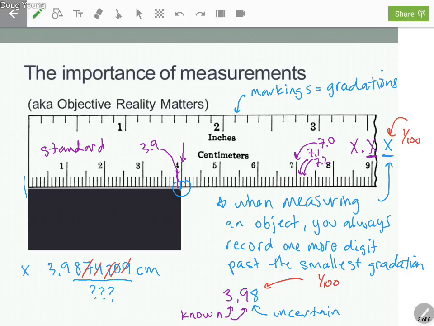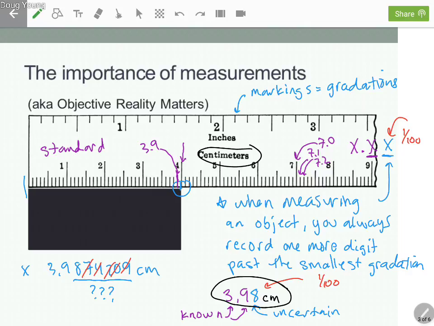And remember that when you're doing any measurement in science, this number means nothing without the unit. You always need the unit. So if I was to report how long this rectangle is, I wouldn't just say 3.98. I have to say 3.98 centimeters because apparently that's in centimeters.